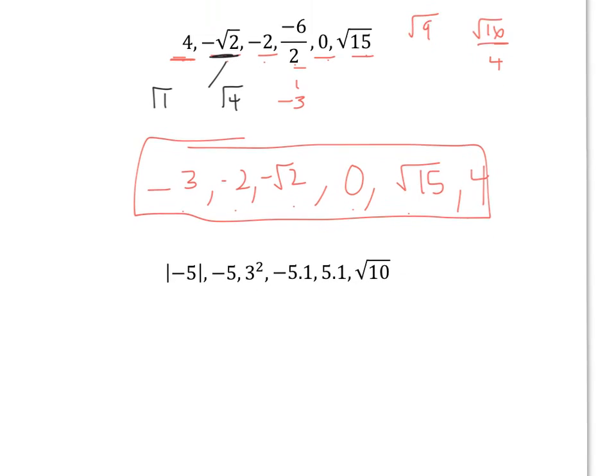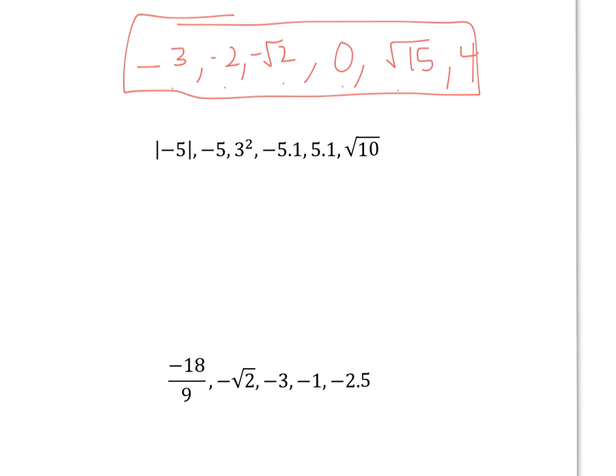Let's look at the next example. Okay, so now we see some absolute values. So the absolute value of negative 5 is 5. Then I see negative 5. 3 squared is 9. Negative 5.1, positive 5.1, and square root of 10. The square root of 10 is between the square root of 9 and the square root of 16. So it's between 3 and 4. So it's slightly over 3 because 10 is a little bit larger than 9.